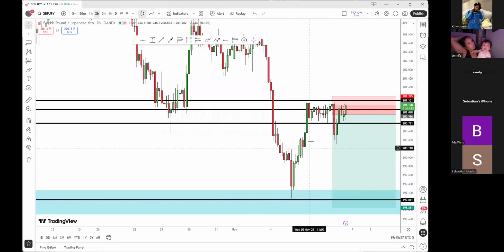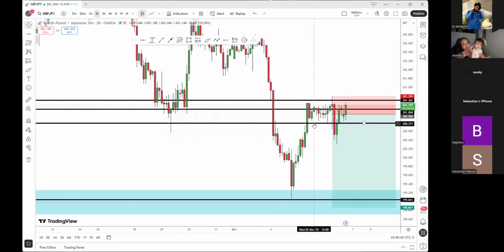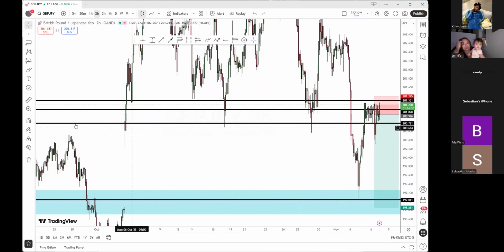support, right? This is a continuation and this is that B plus C plus setup right here, because we broke structure, came up and then held up support right at this level. All these rejections, this is a level, right? So it's a minor level, but it's a level when you come back here, you know what I'm saying?